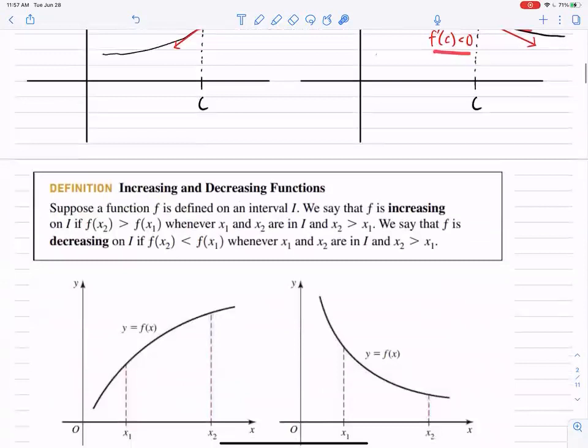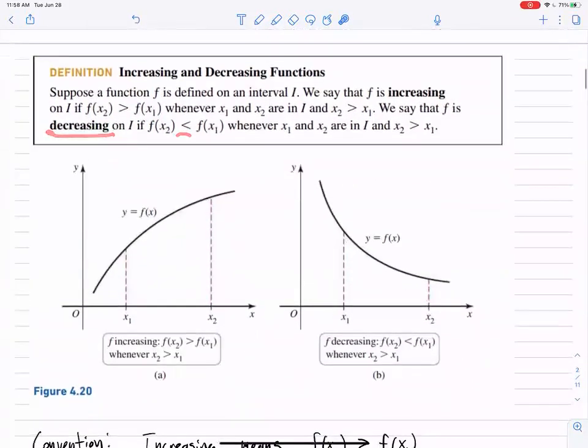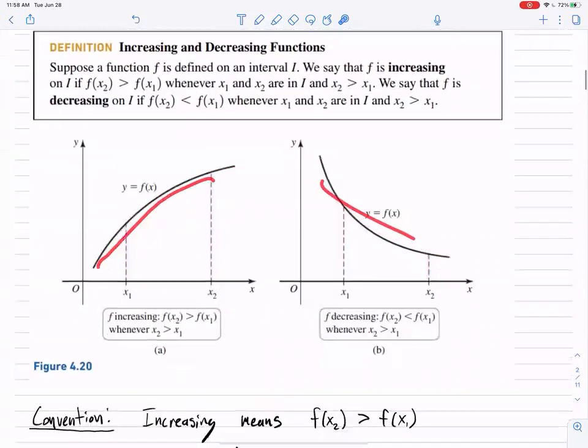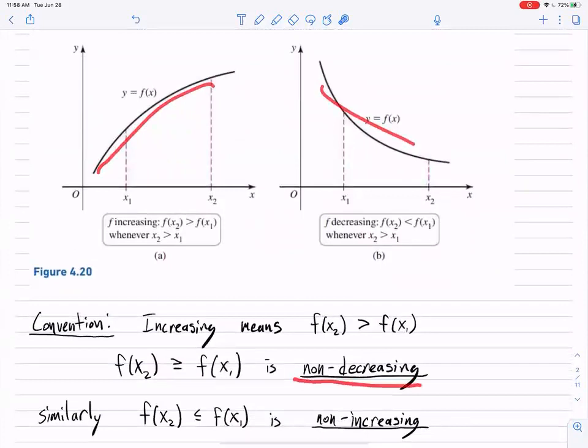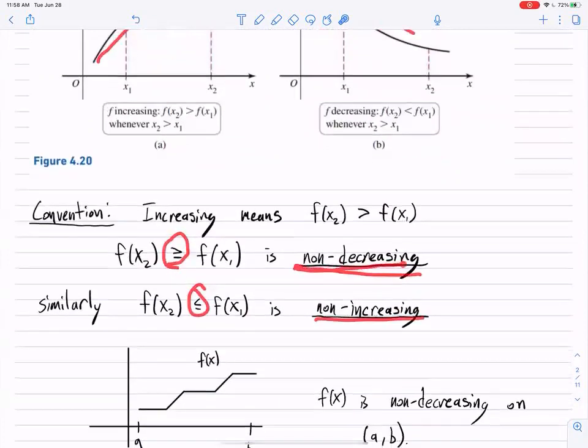They mean exactly what you think they mean, except we're going to use a slight convention. So when we say increasing, we mean it's getting strictly bigger. And when we say decreasing, we mean strictly smaller. So for instance, this is increasing on this interval because it's always going up and to the right. This one's decreasing because it's always going down and to the right. So we're going to use the terms non-decreasing and non-increasing if we want to include equality. Non-decreasing means it's bigger than or equal to as you move to the right. Non-increasing means it's smaller than or equal to when you move to the right.